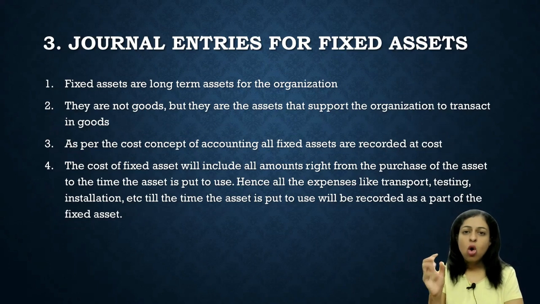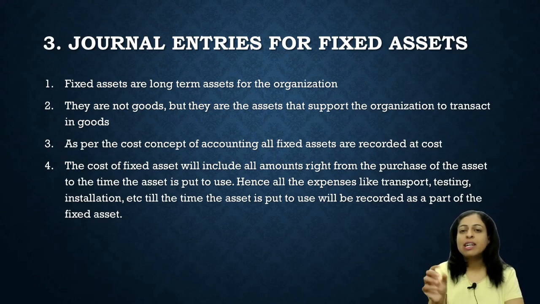Fixed assets are long-term assets, and these long-term assets are bought by the organization with the motive of increase in the business, or with the motive of support system for the business. So if I buy a car or a transport vehicle for the purpose of transporting goods from one place to the other, then it is also a supportive activity for my business. Even though it's not manufacturing goods, it is supporting my business objective, and also for the long run, so it becomes a fixed asset.